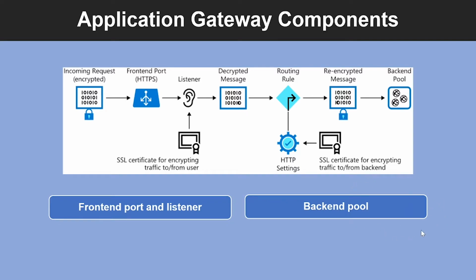So what is a backend pool? The backend pool contains your application servers. These servers might be virtual machines, a virtual machine scale set, or an application running on Azure App Service. Incoming requests can be load balanced across servers in this pool. The backend pool has an HTTP setting that references a certificate used to authenticate the backend servers. The gateway re-encrypts the traffic by using this certificate before sending it to one of your servers in the backend pool.